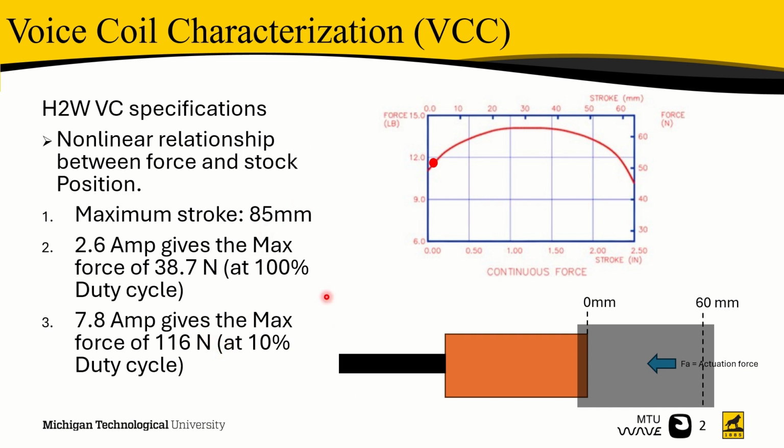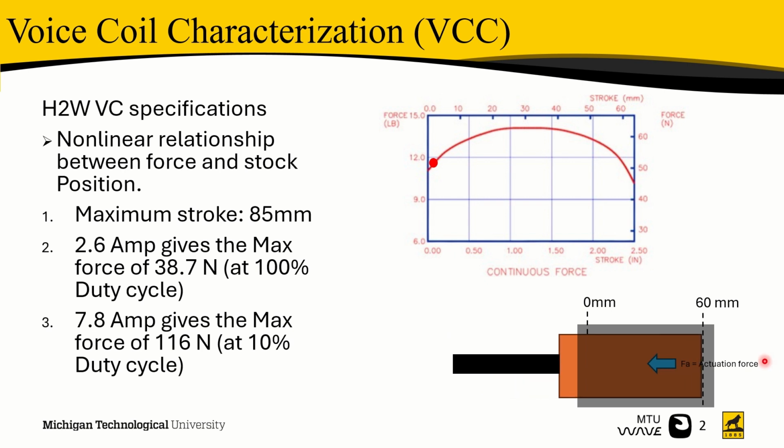These are the only information which we have of our voice coil by HTW, but to execute controls or use that voice coil to command some specific force, we need to characterize it at each and every position, and we need to get a graph like that. When this voice coil moves inside, we have a force curve which looks like this. We need to have a graph something like this, and that's the reason we perform the voice coil characterization.